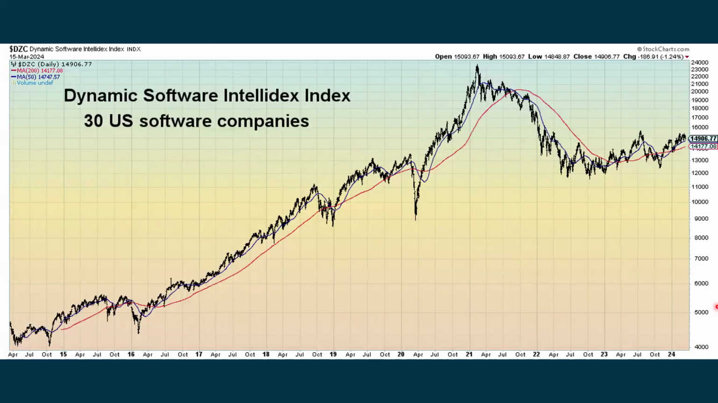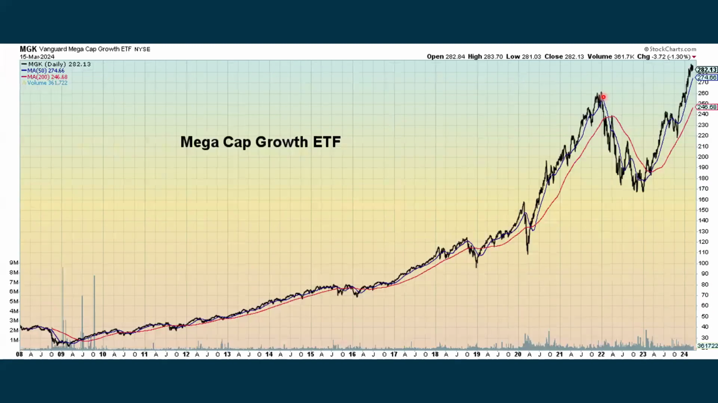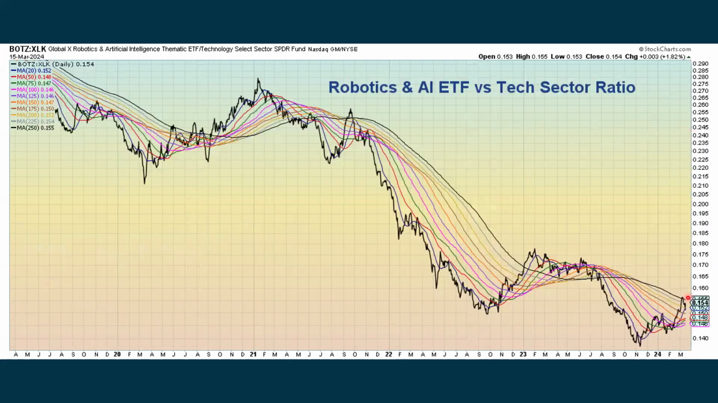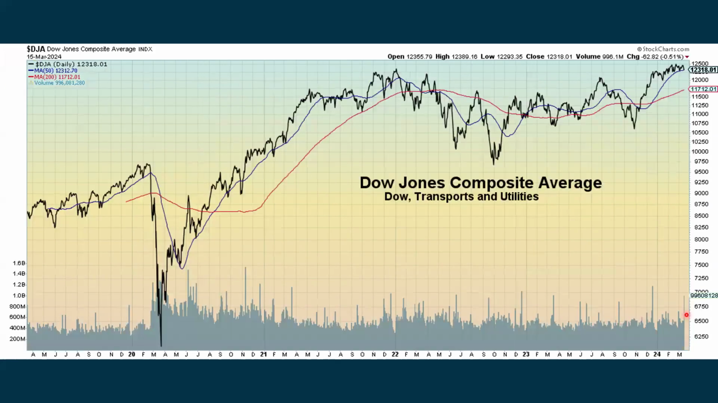The 30 biggest software companies are in an uptrend, but they're still kind of far away from setting an all-time high. Mega caps just continue to really drive the market and are in a solid uptrend. The robotics and AI ETF, this is all the rage now. We're actually seeing a bit of a pullback in this particular ETF, and it's starting to underperform when we compare it to the tech sector. It had been doing a lot better, and now we're seeing some weakness here.